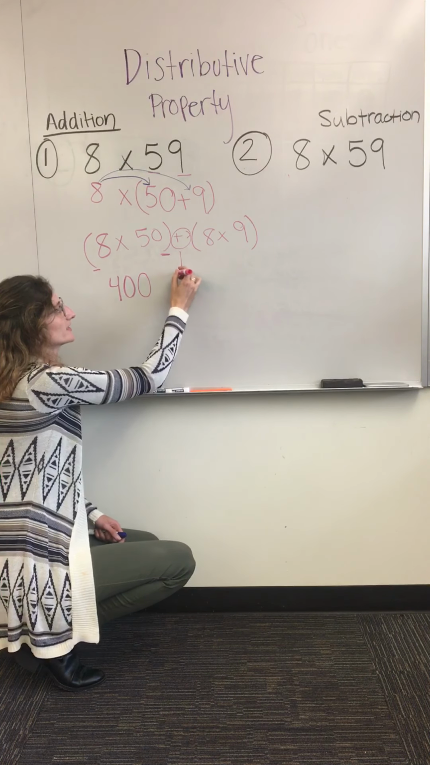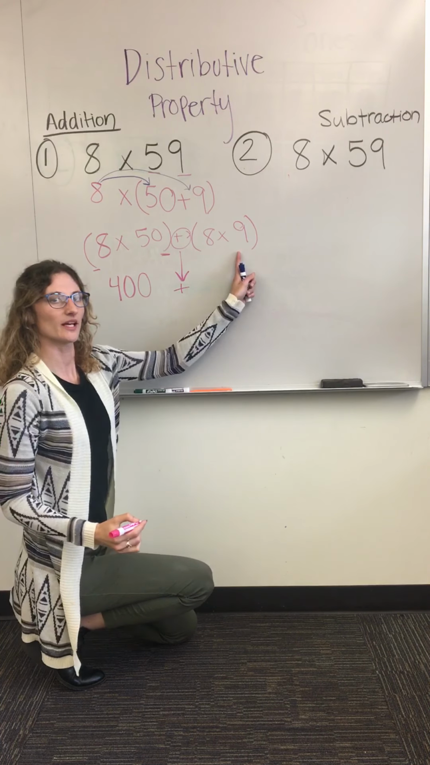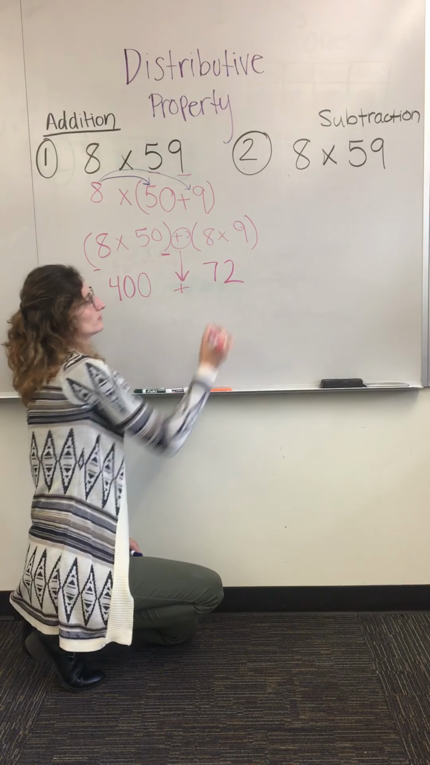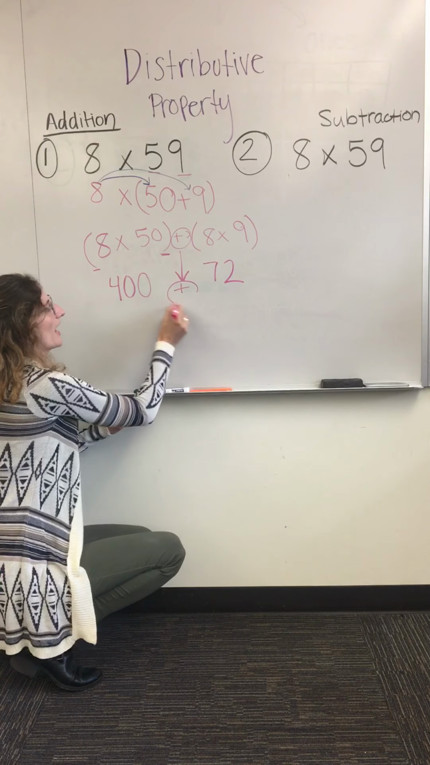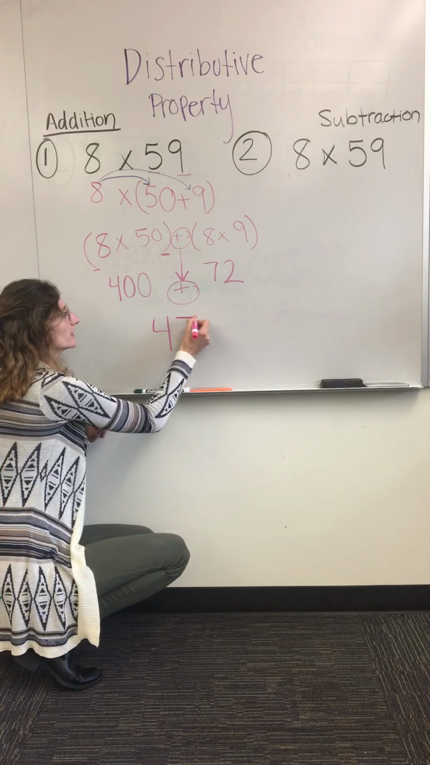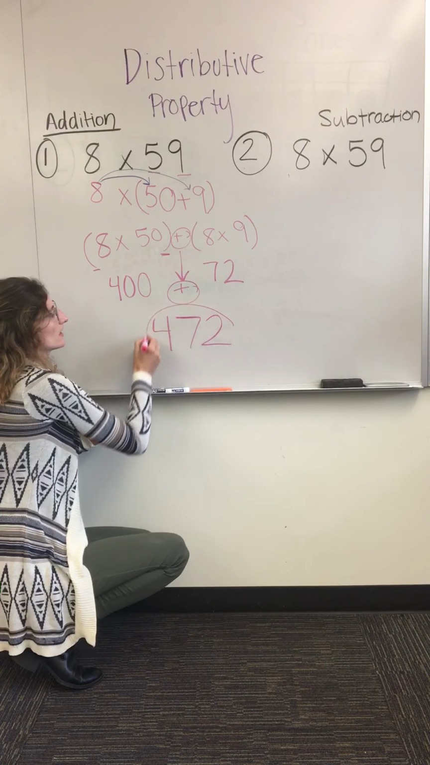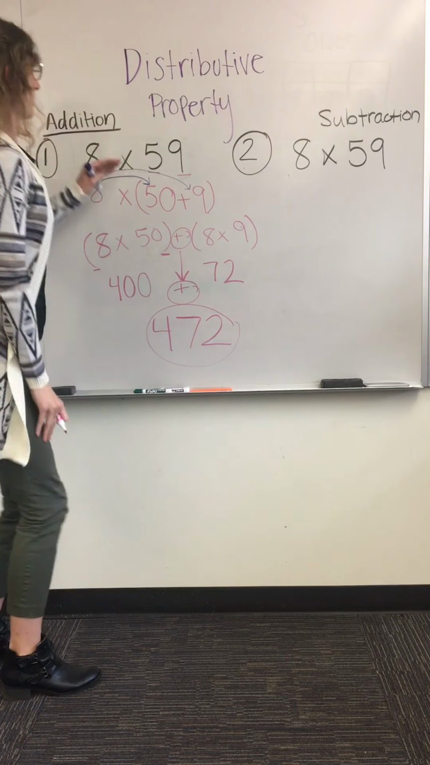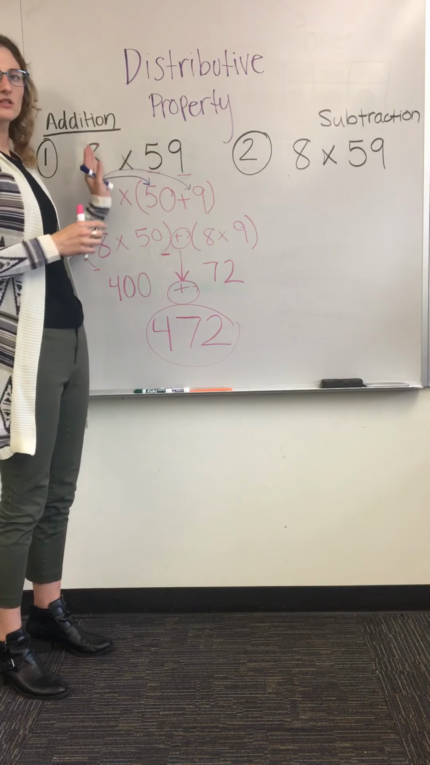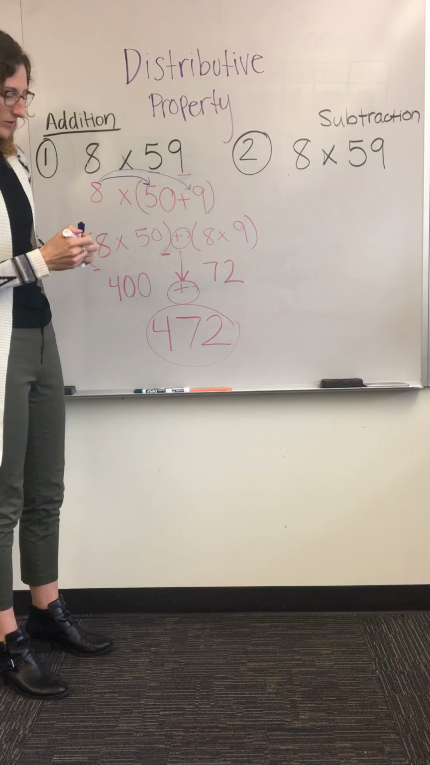I'm bringing down that addition. And now 8 times 9 gave me 72. Going to add those together, and that would get me 472. Otherwise, it takes us a little bit harder to think about, well, how do I do that multiplication between 8 times 59? So let's try a different way with subtraction.